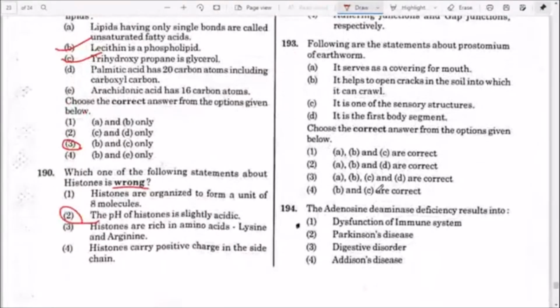Next, question number 193. Following are the statements about prostomium of earthworm: it serves as a covering for mouth, it helps to open cracks in the soil into which it can crawl, it is one of the secondary structures, it is the first body segment. Choose the correct answer from the options. E is correct, B is correct, and C is also correct, but not D. Option number 1 is the correct option, students.